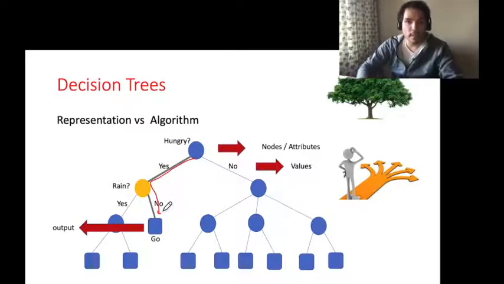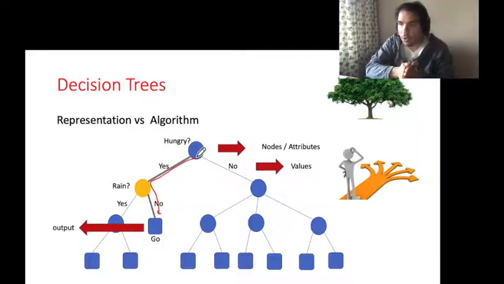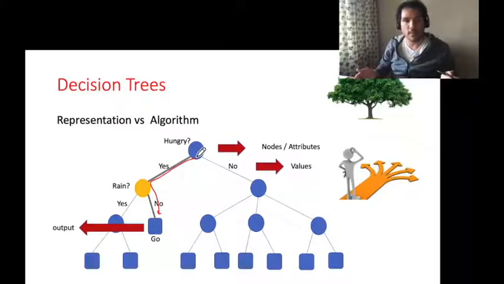Okay, something important here from decision trees is that in order to make my prediction, in order to complete my prediction, sometimes I'm not going to need all my features. Okay, in this particular example, we only need hungry and rain for making the decision. We don't need all the features.